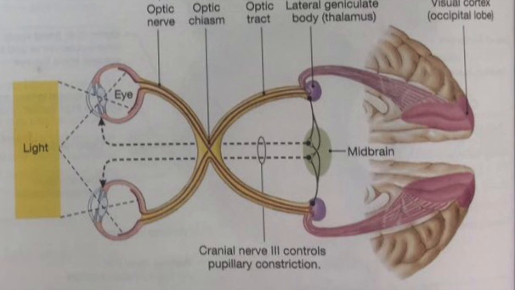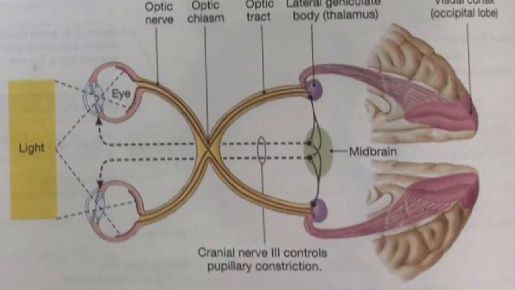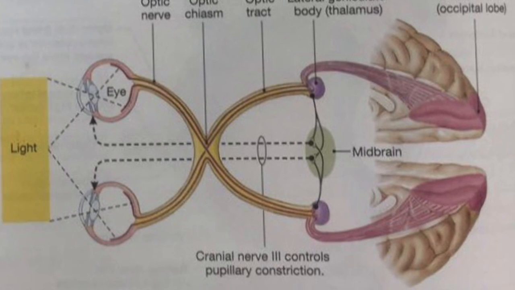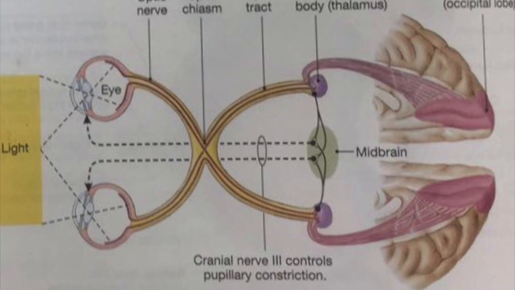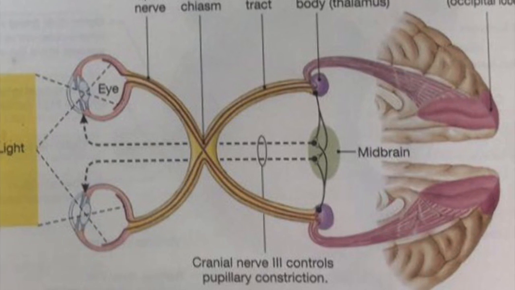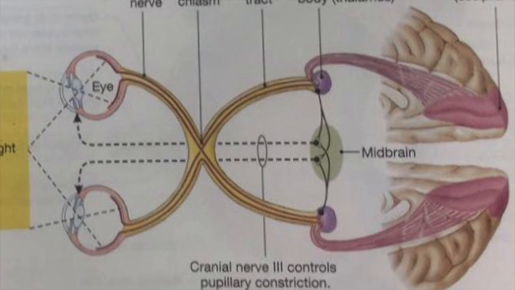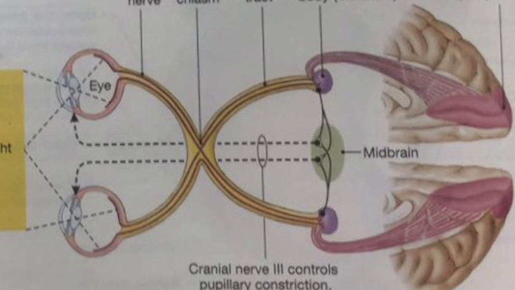Neural pathways for the eyes are shown above. The optic nerves from the eyes go to the optic chiasm in the brain, where some of the fibers cross to the opposite side. After synapsing with the lateral geniculate body of the thalamus, the vision neurons of the tracts terminate in the occipital lobe at the visual cortex. Collateral pathways go from the thalamus to the midbrain, where they synapse with efferent neurons of cranial nerve 3 that control the diameter of the pupils.